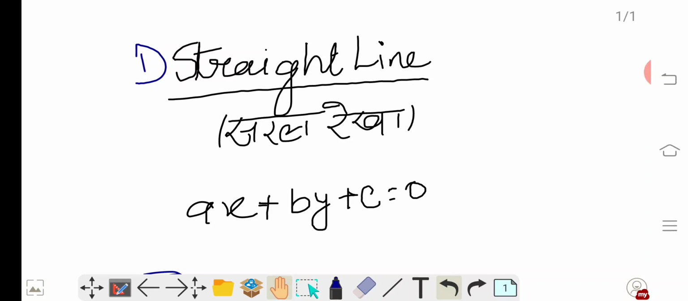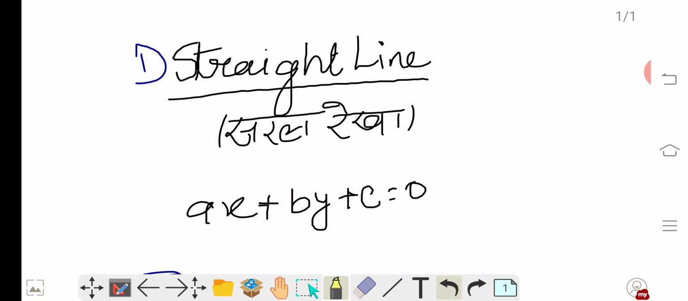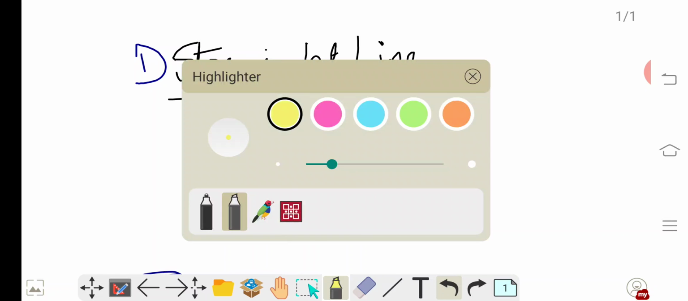So today's topic is straight line. In Hindi it is called saral rekha. ax + by + c = 0 is the equation of a straight line. This is the equation of a straight line.